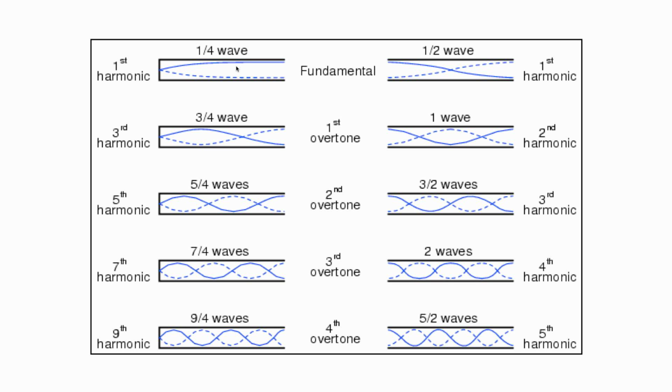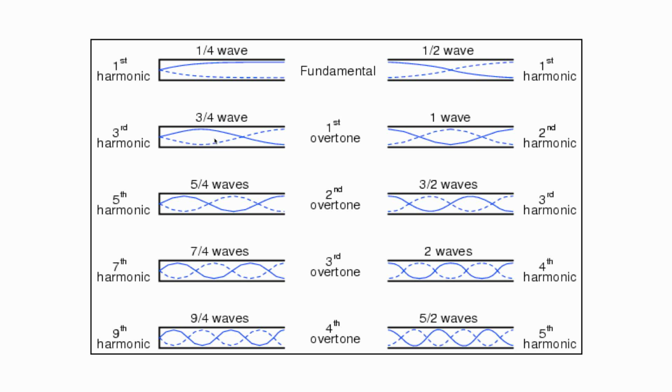From here, though, because of my rule that states I have to have a node at this end and an antinode at this end, I can't go to half a wave, because half a wave would mean that I'd have to have a node at this end, and I can't have that. So I have to skip. Instead of 1/4 of a wave, I can't go to 2/4 of a wave. I have to jump to 3/4 of a wave, and we call this the third harmonic.